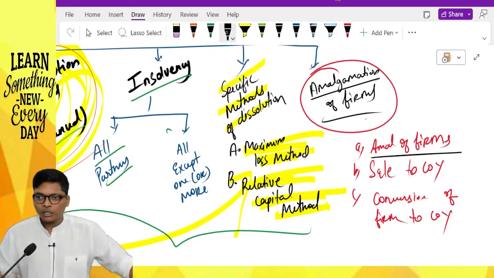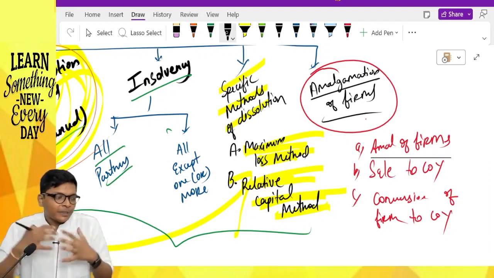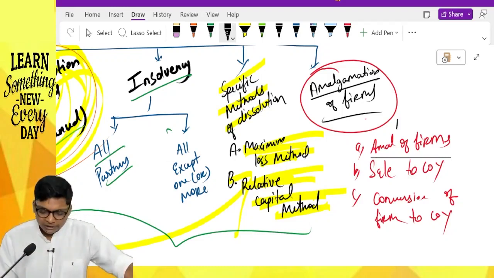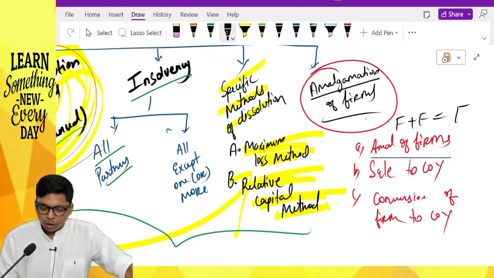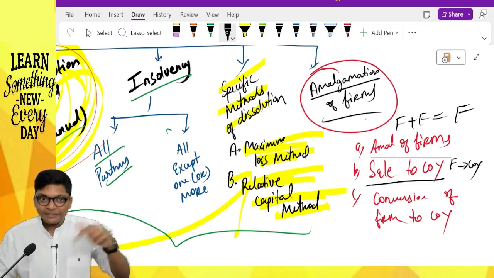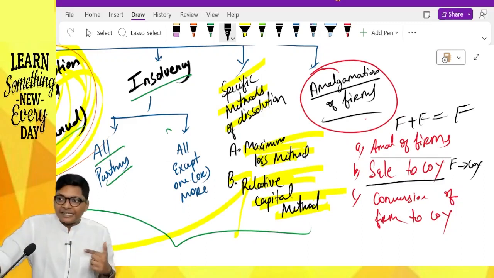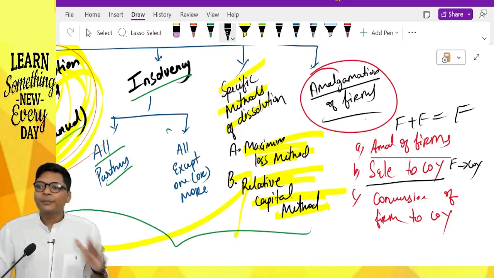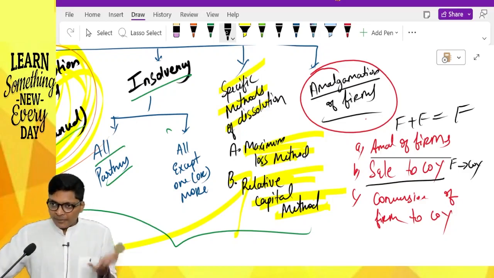Amalgamation of firms means what? Two firms are now continuing as a new firm, firm to firm, correct? Old is firm plus firm, new also is firm. Sale to company now, a firm is being purchased by a company. So earlier the selling books were of a firm, and the buying books are of a company. Are you understanding? A company is buying a firm.